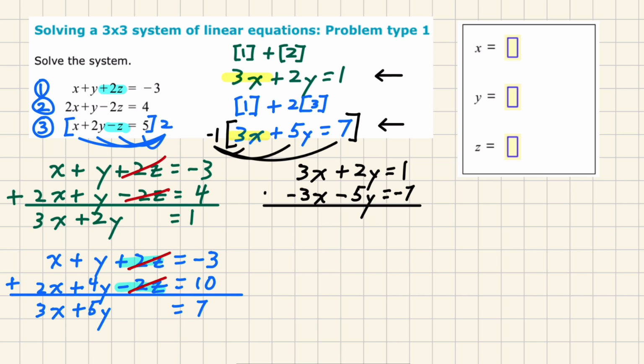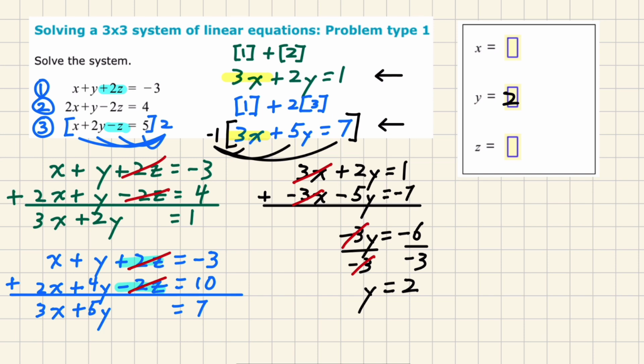Adding from here, we intentionally set this up to cancel the x's, and we now have 2y minus 5y, a minus 3y, equals 1 minus 7, a negative 6. And from here, I can solve for y completely by just dividing both sides by negative 3, leaving me y equals a positive 2. So we found our first value, y is 2.